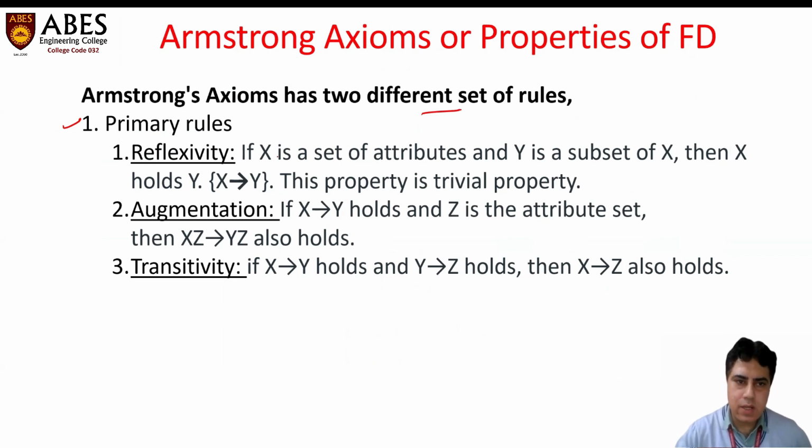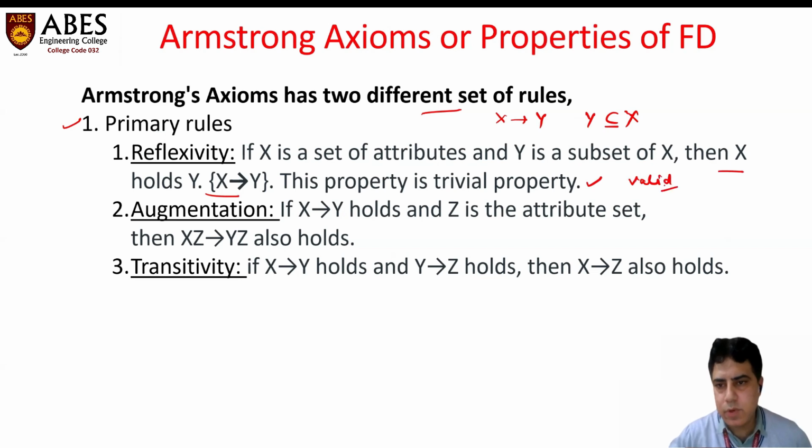The first primary rule is reflexivity. It says if X is a set of attributes and Y is a subset of X, then X determines Y. This is the same as a trivial functional dependency. So X holds Y, and a trivial property is always valid. This is through the rule of reflexivity.